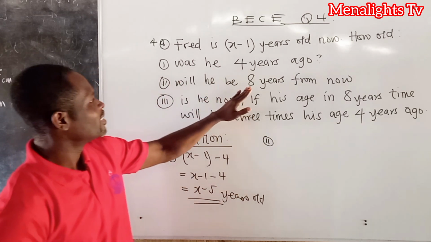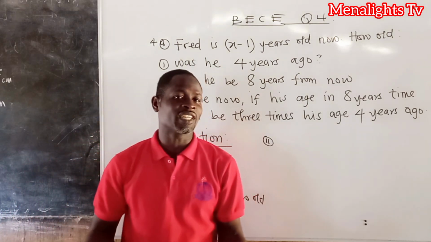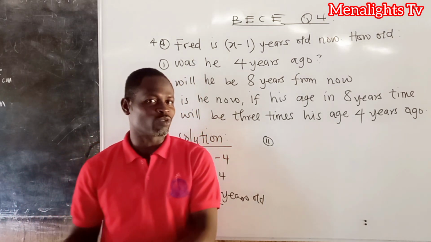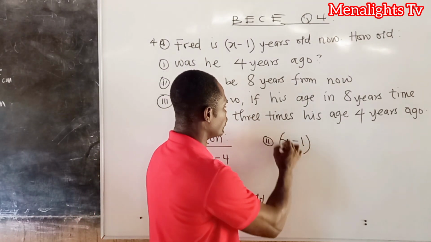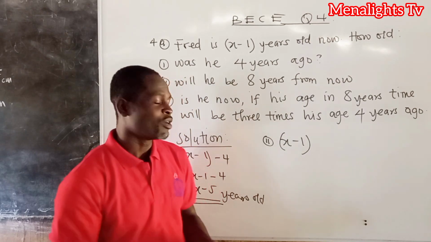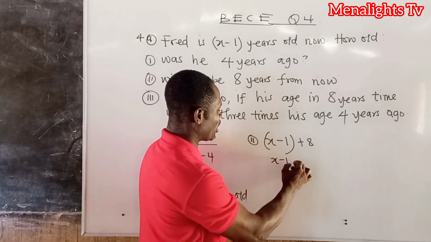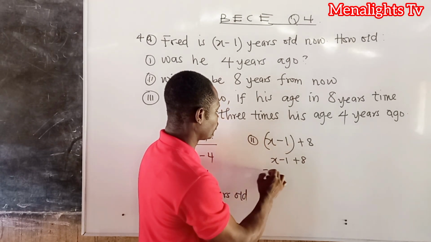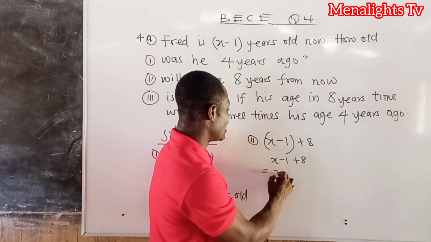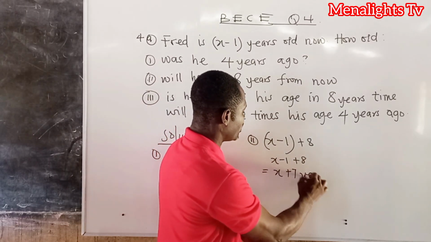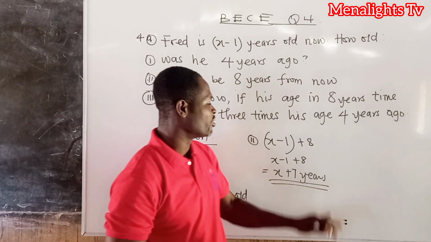So we come to the second part. How old will he be 8 years from now? Suppose it's 10. So 8 years from now, that will be 10 plus the 8 years to come, which gives us 18. But now he's x minus 1 years old. Then in 8 years to come, we have x minus 1 plus 8. So let's open the bracket: x minus 1 plus 8. We have minus 1 plus 8 to give us a positive 7. So that becomes x plus 7 years. So in 8 years' time, Fred is going to be x plus 7 years old.